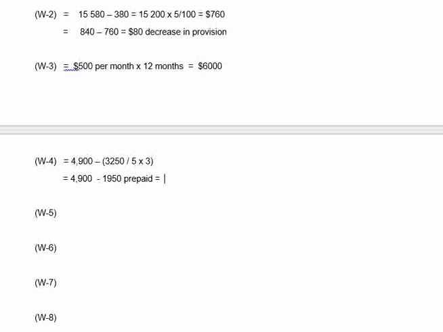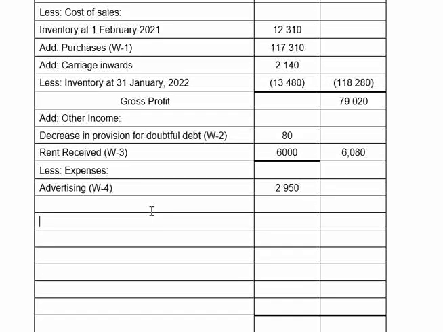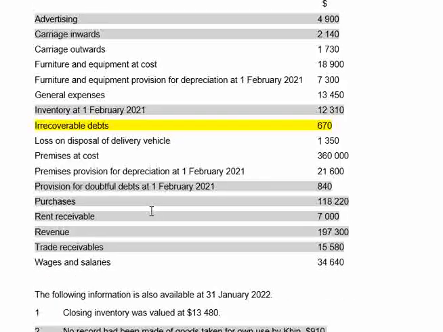So how much advertisement expense will you take finally? You will take $2,950 as your advertisement expense. In expenses, you will take advertising and mark here working number 4: 2,950. Done. This is good. We will move on.